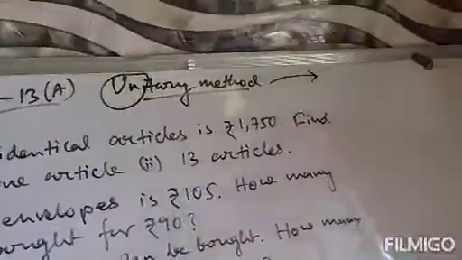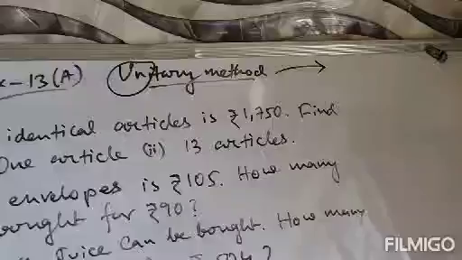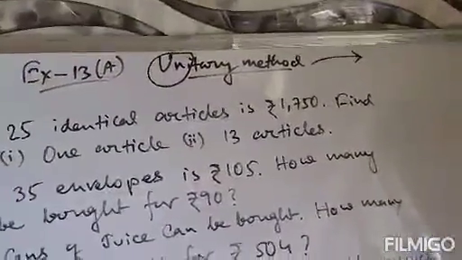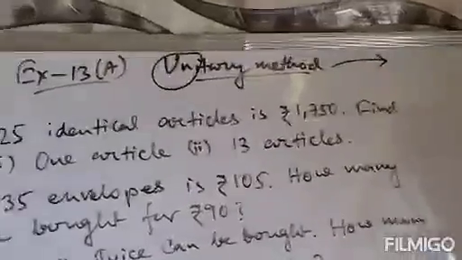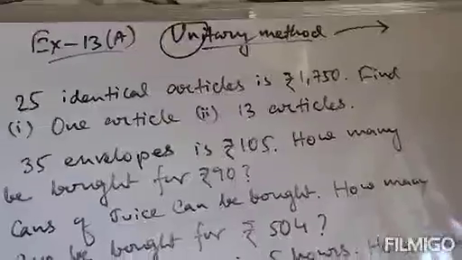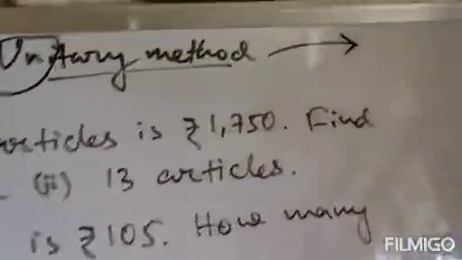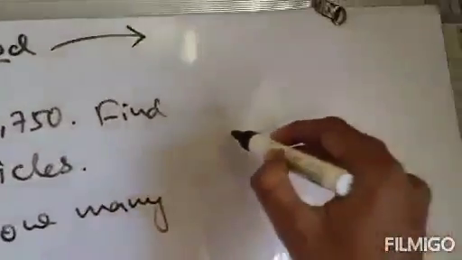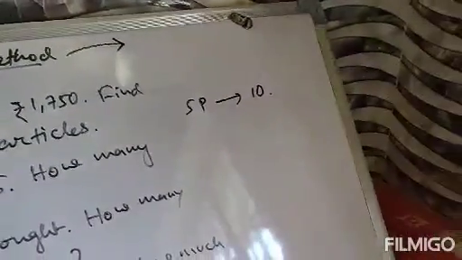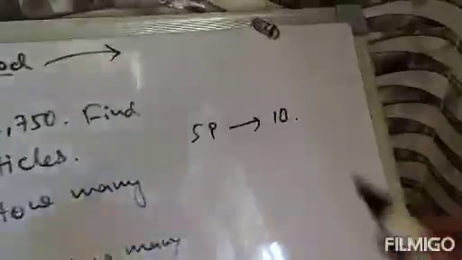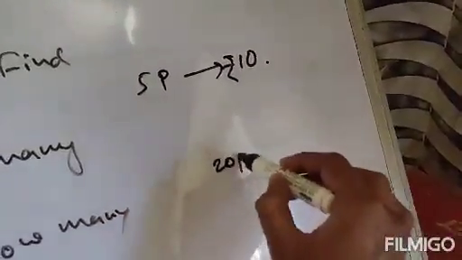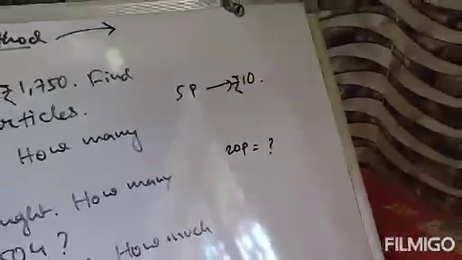In this method, we will first calculate the value of a single unit, and then we will calculate the required value. Suppose the question is that 5 pens cost rupees 10. This is the information given to you, and you are required to calculate the cost of, suppose, 20 pens.